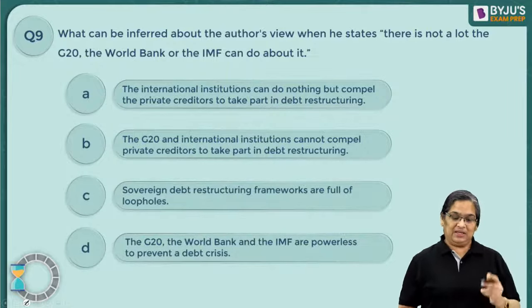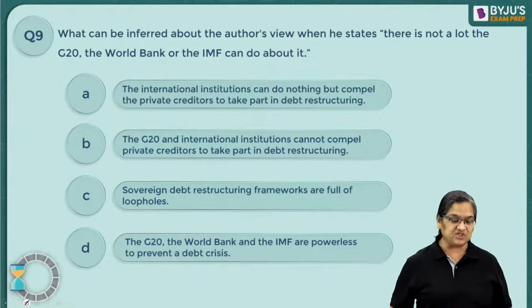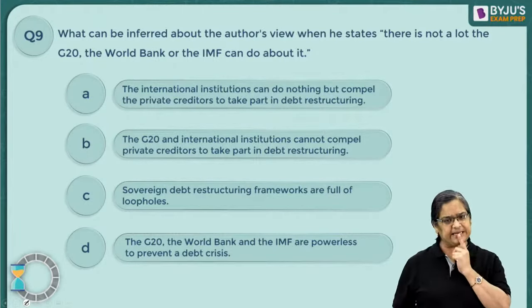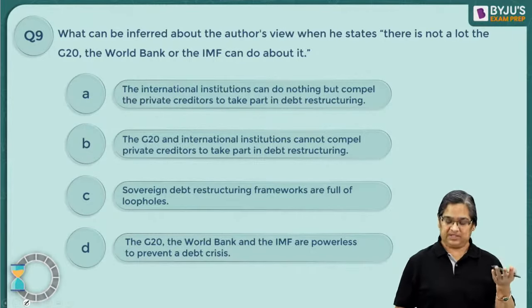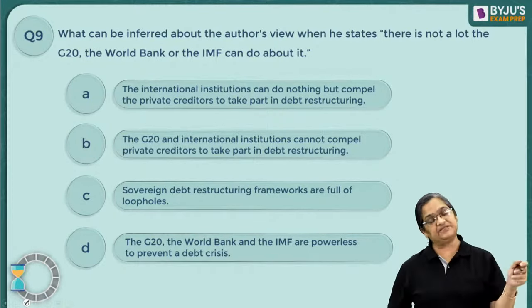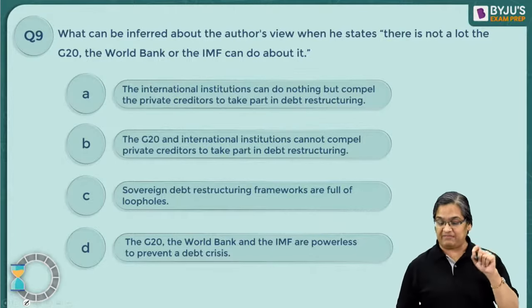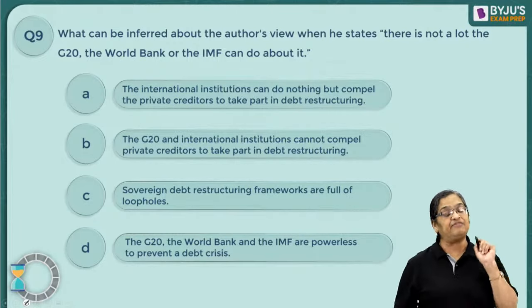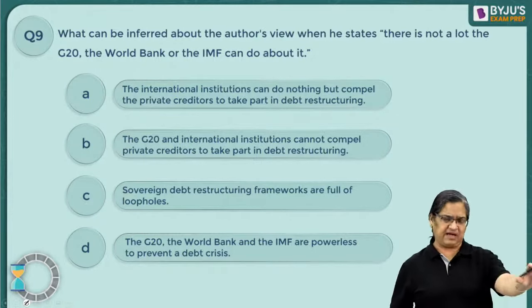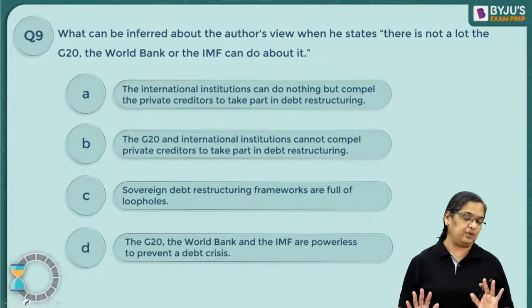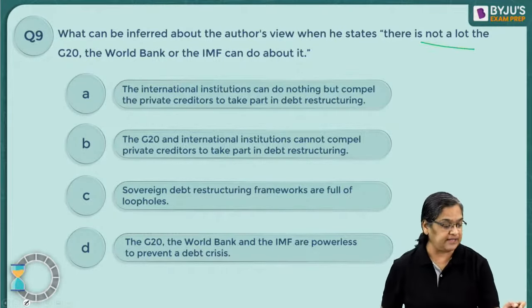Next question. The author has expressed a view. He says there is not a lot that the G20, the World Bank and the IMF can do about it. In which context did he say it? And then you need to see, okay, what does it mean? In what context did he say it? If you remember, this sentence is very easy. He said it in the context of the private sector refusing to cancel debts for the African countries. And that thing, the private sector's refusal, there's not much that these three big bodies can do about it. They can't do much about it. Not a lot that they can do about it.